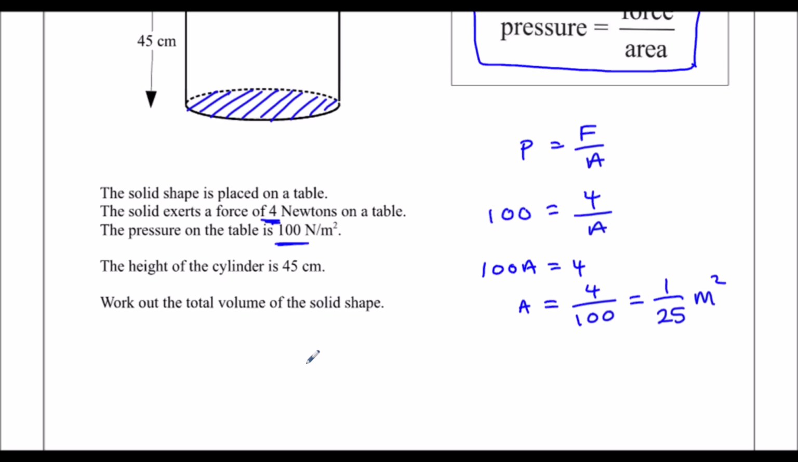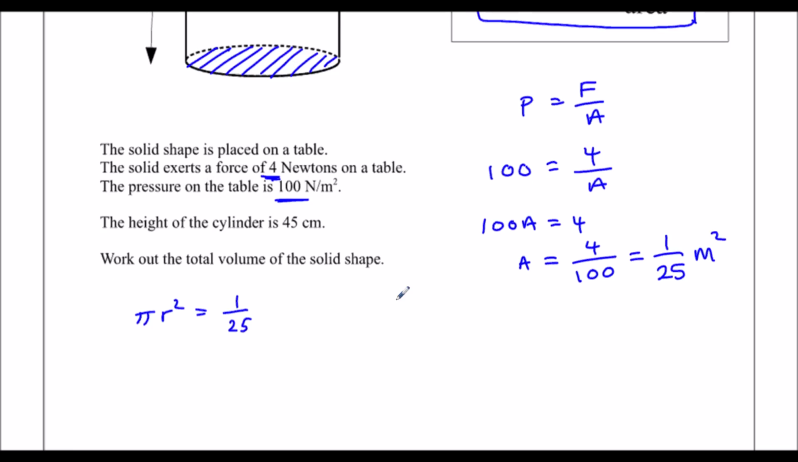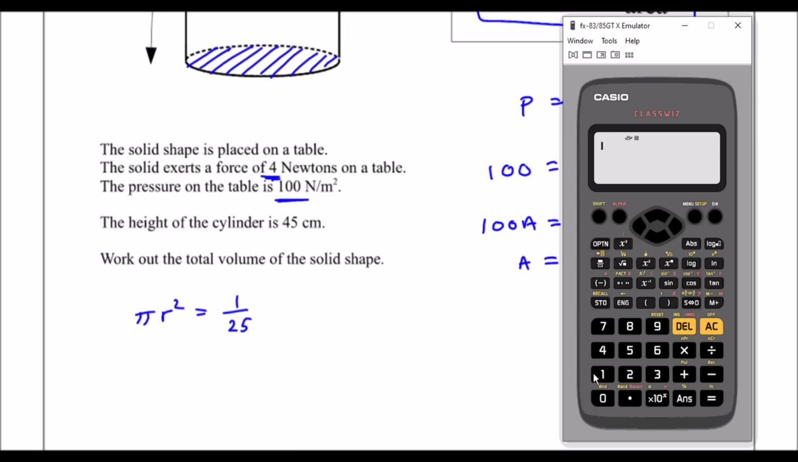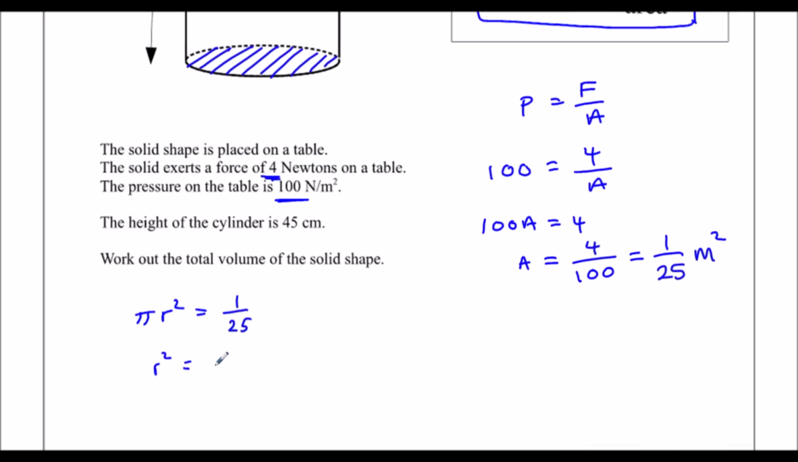Area is pi r squared. So we can find the radius of the circle. So the area of a circle is pi times the radius squared. Pi r squared equals 1/25. So we can use a calculator here. So we've got 1/25 as our area. We need to get r by itself. So we're going to divide by pi. And then that's r squared. So r squared is 0.0127, and so on.